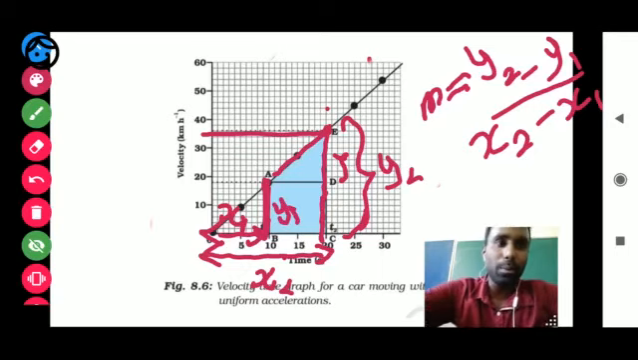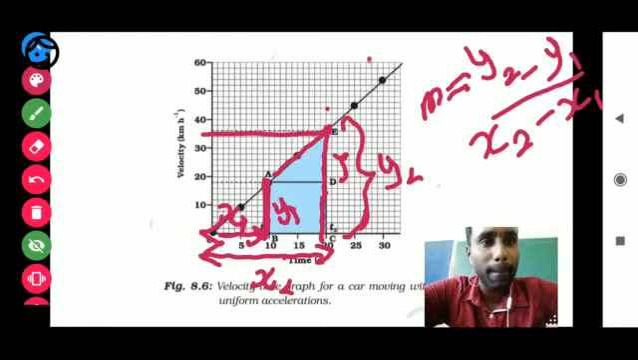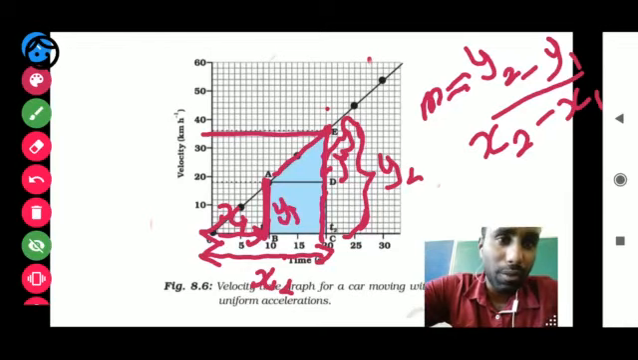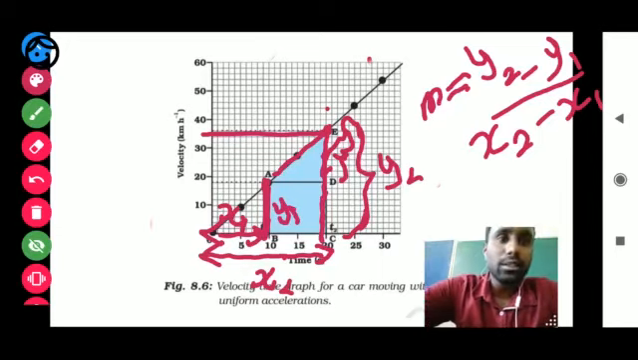So this one is y1, and this one is y2. That means if we subtract y2 minus y1, we will get the DE length. So y2 minus y1, okay. So this length we can find. And what about the AD length? If we know from point O to C is x2 and OB is x1, we can find OC minus OB, that is called x2 minus x1, okay.